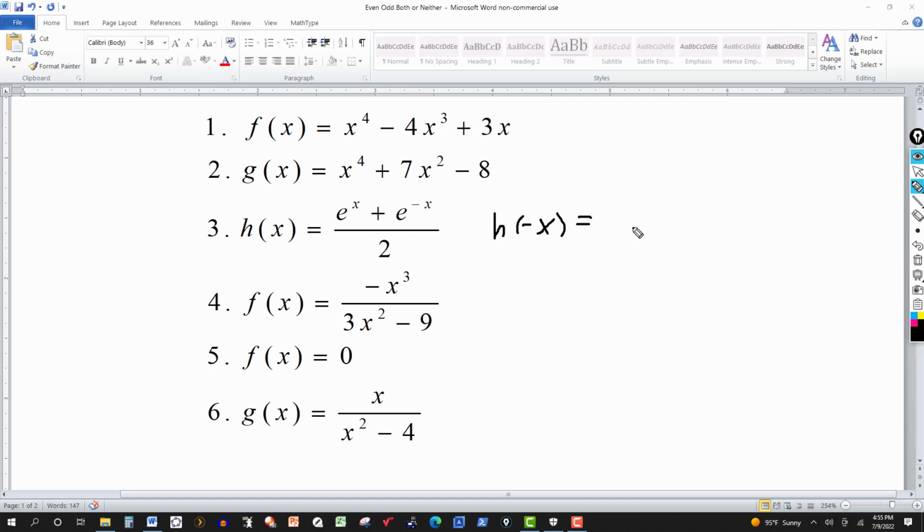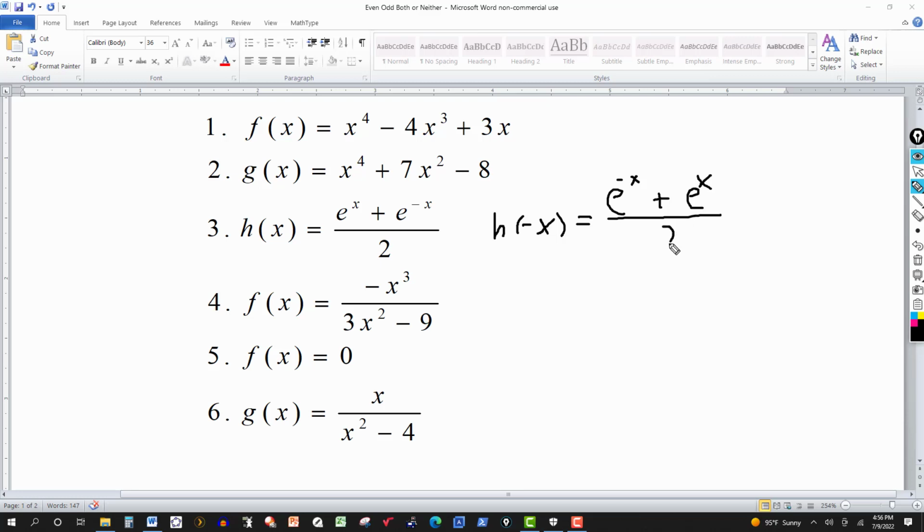Okay, e to the x will give me e to the minus x. This will be plus e. Okay, so put a minus x where the x is, so it'll be a minus x there, but it's got a negative in front of it, so it'll be minus a minus, so it'll be a plus.